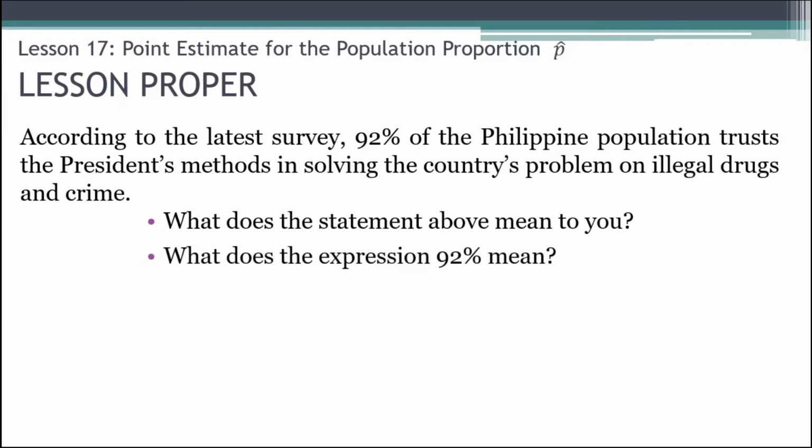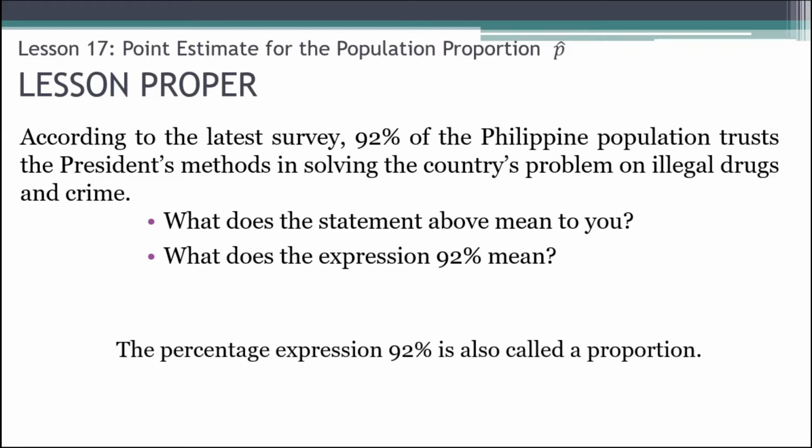Now, what does the expression 92% mean? It means that among the population of the Philippines, if there's a total population of the Philippines, 92% of those are in favor. Again, this is just a vague statement. This is just according to this statement. Okay? Next. The percentage expression, 92%, is also called a proportion.